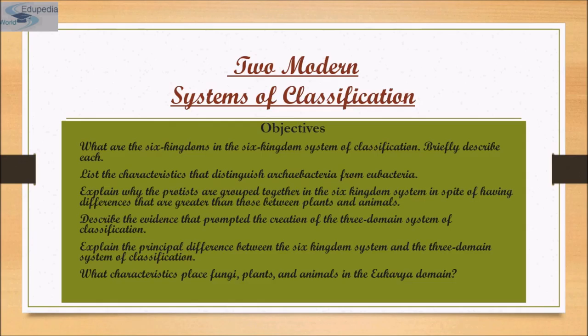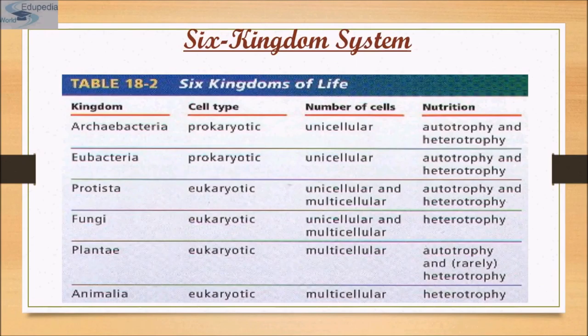What was the six kingdom classification? The kingdoms were Archaebacteria, Eubacteria, Protista, Fungi, Plantae, and Animalia. And the cell types were prokaryote, prokaryote, eukaryote, eukaryote, eukaryote, and eukaryote respectively.